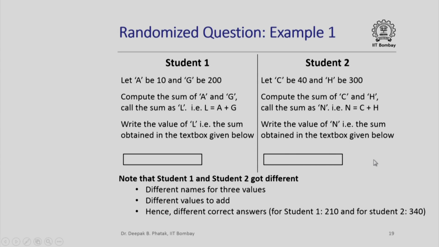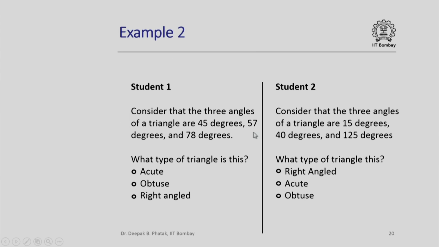For example, if we look at the question on triangles, we want student 1 to get, consider that the 3 angles of a triangle are 45, 57 and 78. Another student we want to get, consider the 3 angles are 15, 40 and 125. Obviously these two triangles are of different type. The choices are still acute, obtuse and right angle. Notice that another student gets these in some permuted fashion. Clearly no two students, even sitting next to each other, can ever copy the answer, because correct answers are different, choices are different. What should be the specification given by us for this randomization?